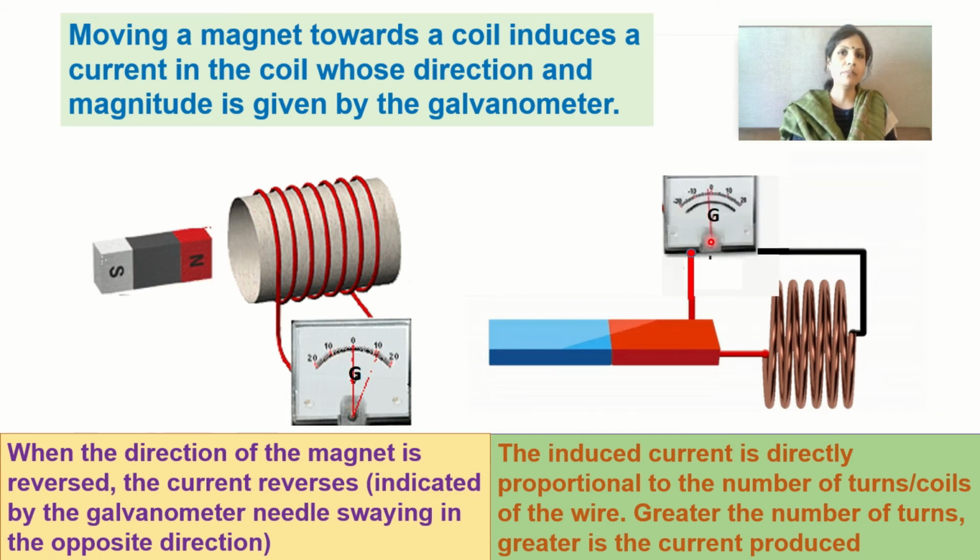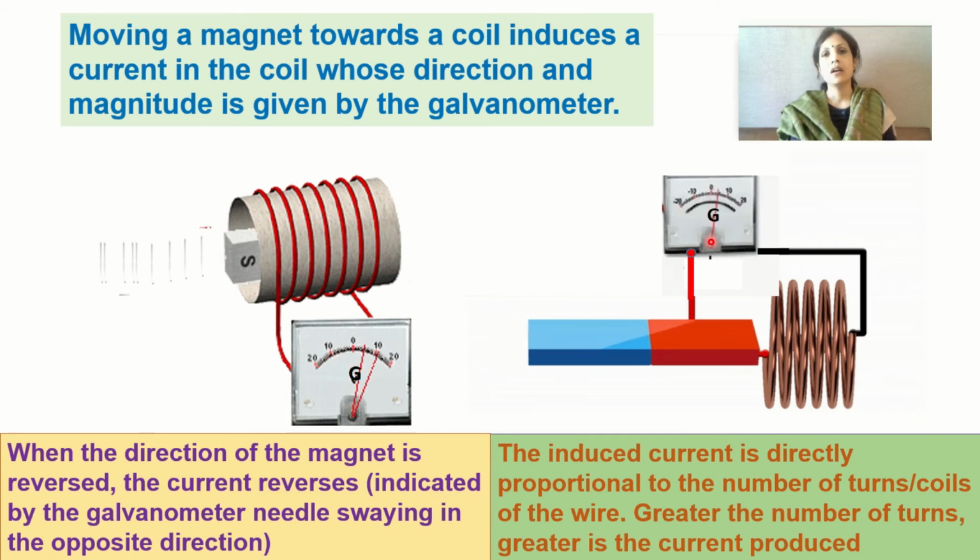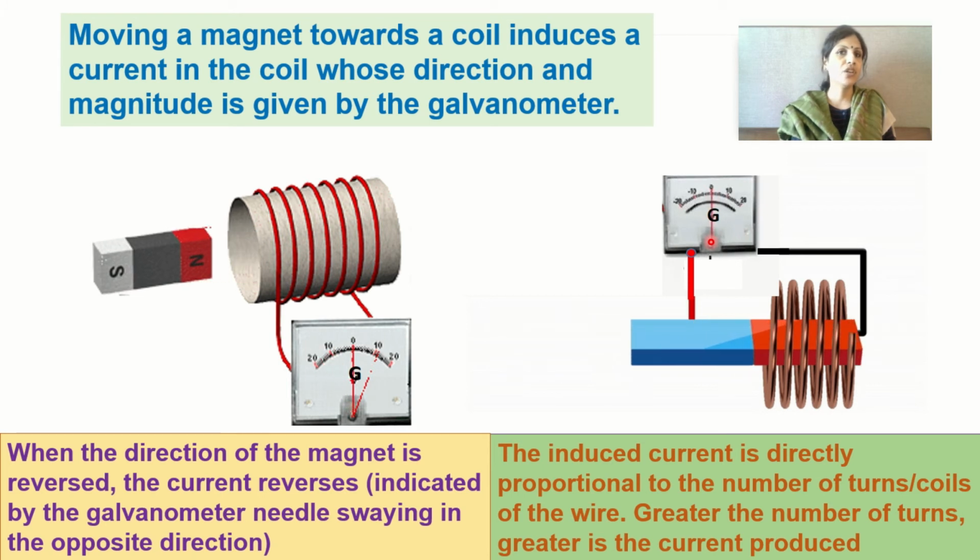Alright, so this is one method of producing electric current by changing the magnetic field around the magnet. Let's understand the second method. This experiment was done by Faraday, and he is also called the experimental scientist. Alright children, so what is the second experiment?